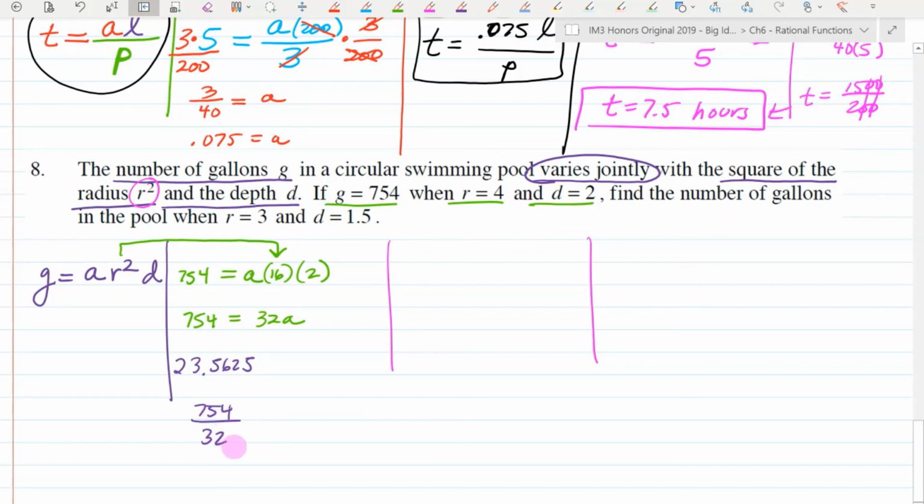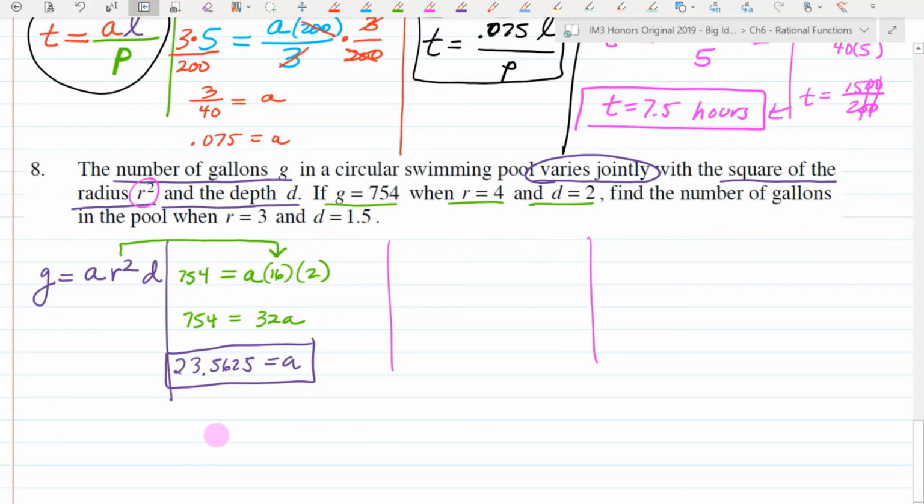Now, if you wanted to do that, 32 is just made up of a bunch of 2s. So if we do 754 divided by 2, then that would be 377 over 16. If you want to use that instead, you could. I have a feeling most of you will use that. If you're going to use a decimal, please don't round the decimal. Just use all the numbers.